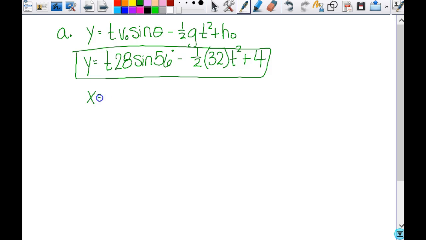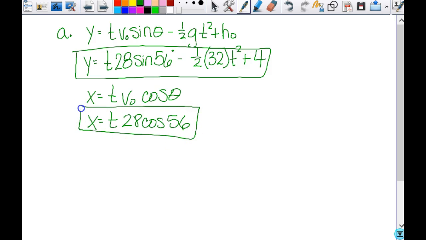For x, that is t v sub 0 cosine theta. So x is equal to t times 28 times the cosine of 56. So here are my parametric equations, my x and my y with my parameter of t. Okay.